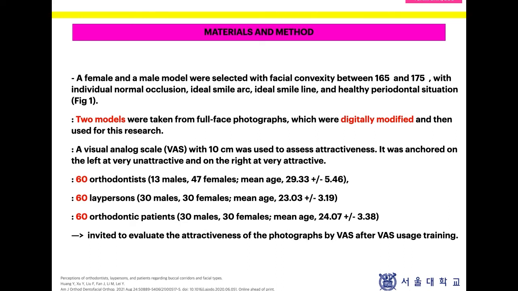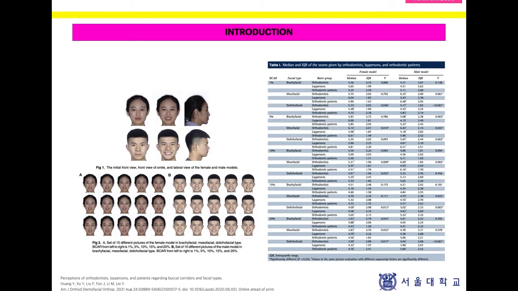A visual analog scale, VAS, with 10 centimeters was used to assess attractiveness. It was anchored on the left at very unattractive and on the right at very attractive. Six orthodontists, 6 laypersons, and 6 orthodontic patients were invited to evaluate the attractiveness of the photographs by VAS after VAS usage training. The median values and ranges of scores given by the 3 groups of raters are shown in Table 1 and Figure 3.